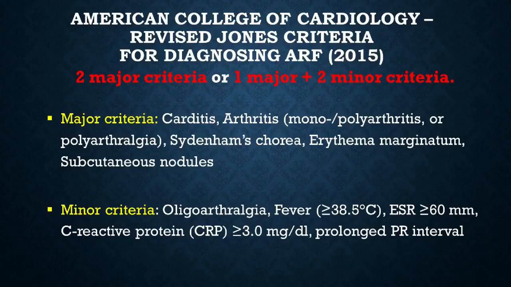In 2015, the AHA revised the Jones criteria for diagnosing acute rheumatic fever. The diagnosis of an initial episode of acute rheumatic fever requires 2 major criteria or 1 major plus 2 minor criteria. These are as follows. The major criteria are carditis, which can be clinical or subclinical, arthritis, which can be polyarthritis, monoarthritis or polyarthralgia, chorea, erythema marginatum, and subcutaneous nodules. Whereas the minor criteria are oligoarthralgia, fever equal to or more than 38.5 degrees Celsius, ESR more than 60 millimeters, CRP more than 3 milligrams per deciliter, and prolonged PR interval.